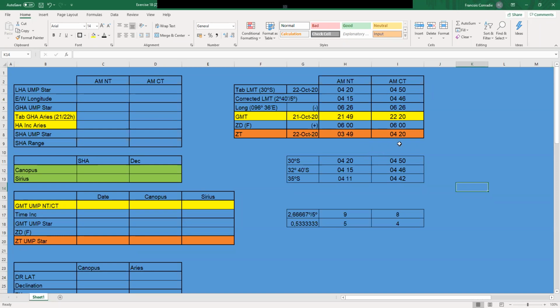Okay, so we've now calculated the time ahead, and we know that's going to be the best time for star sights. Now, that means if we want to find a star at Upper Meridian Passage, it needs to be at Upper Meridian Passage between these times. So the star must be at Upper Meridian Passage between 0349 and 0420, in that 31-minute interval.